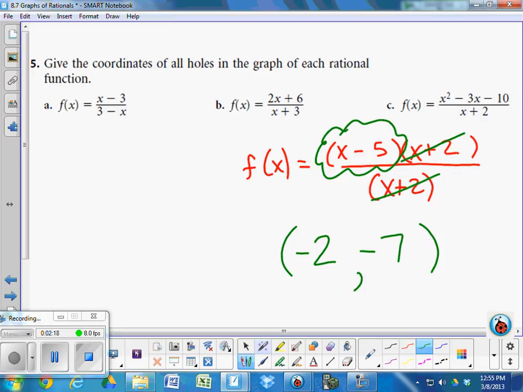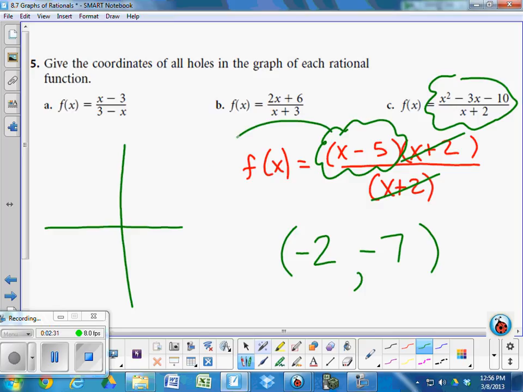So if you were graphing this equation, it looks crazy, but if you graphed it, you would see a line. What line would you see? This line. What does the line y equals x minus 5 look like? I'll give you a hint. I went down 5 for a reason.